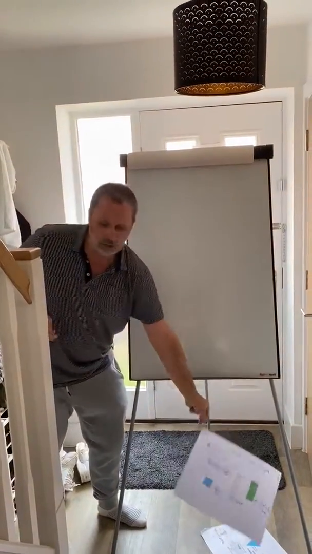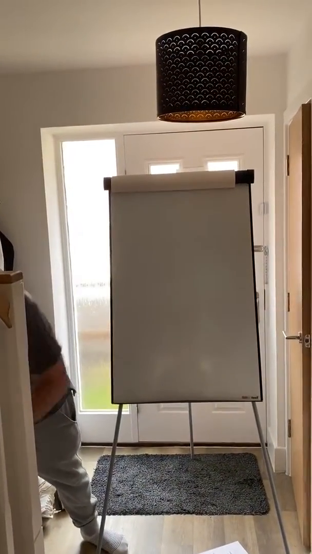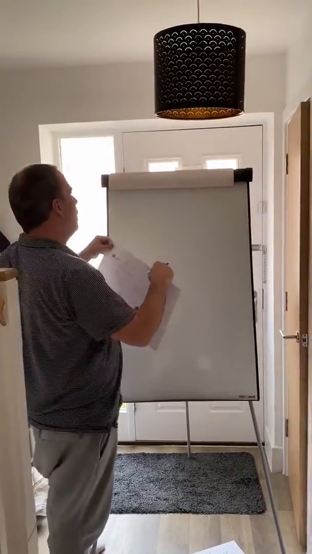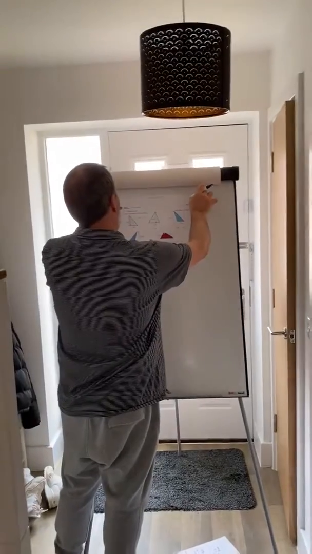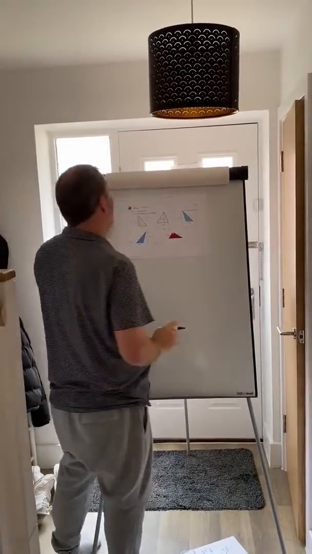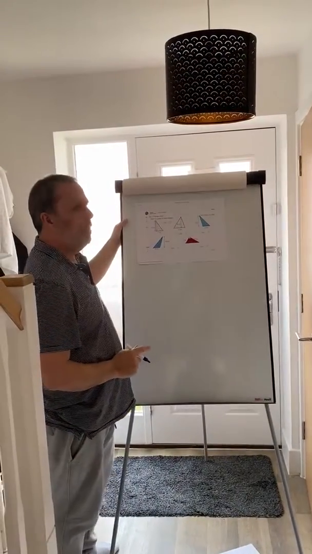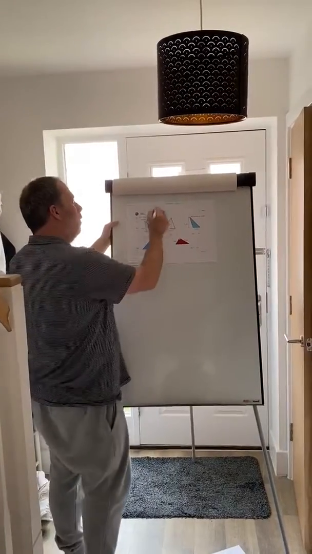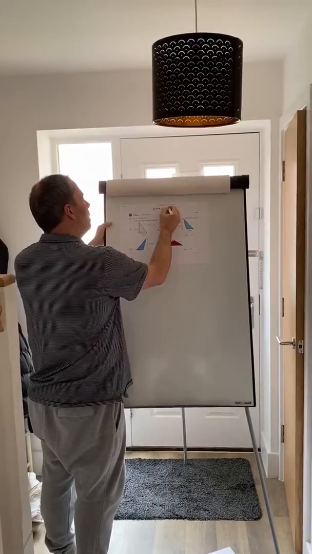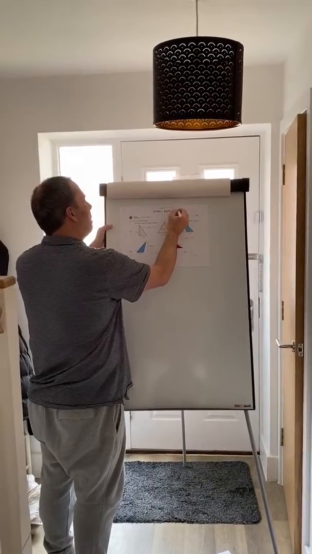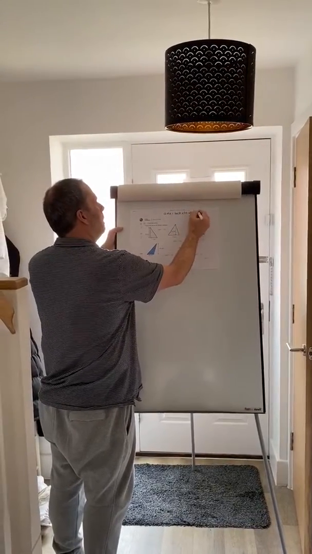That's your second task. The third task is moving on to triangles. This is the first question. So in all of these, you've got to work out the area of the triangles. And your formula is area equals base times height divided by 2.